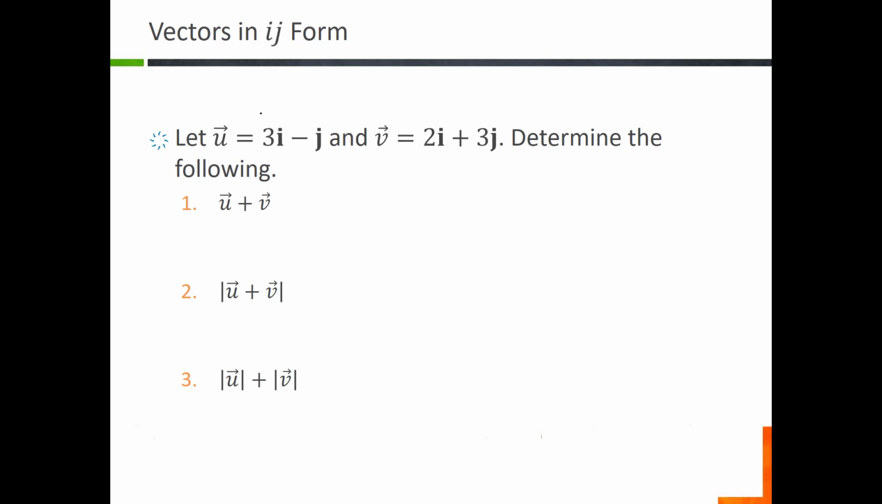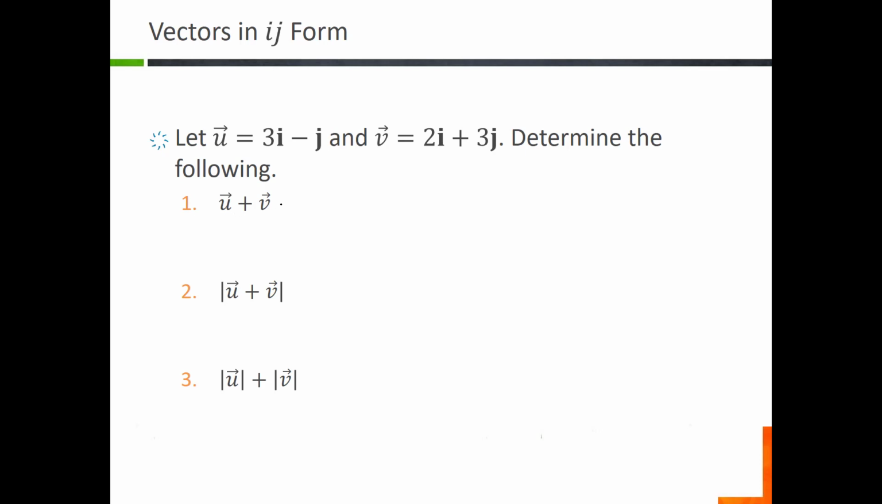So remember, if you wrote this in component form, it would be 3, negative 1, and then this would just be 2, 3. So you could convert everything into component form. You could work with it in ij form. It doesn't really matter. Just pick whichever is more comfortable to you and work with that. I usually particularly like the component form, just the visualization for the way I see things is helpful. But we'll go ahead and do it using ij.